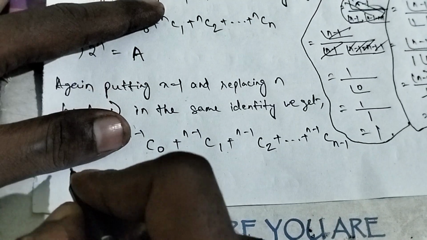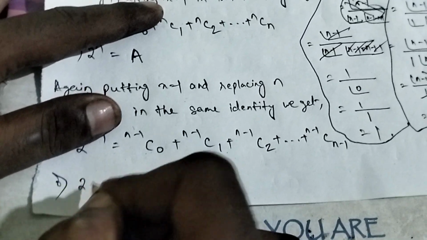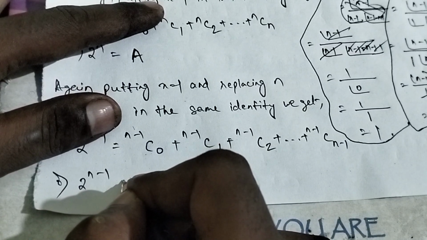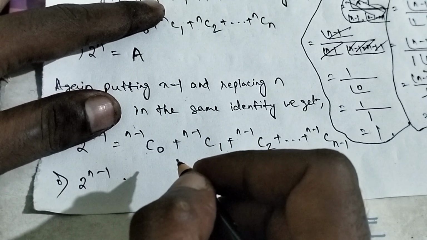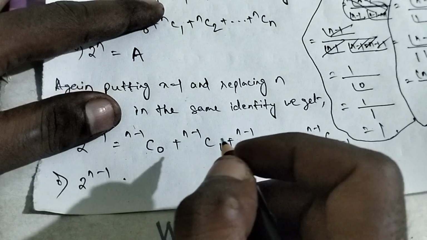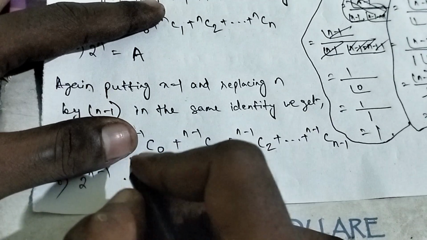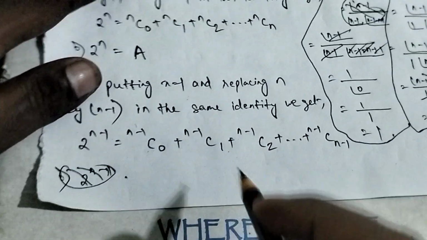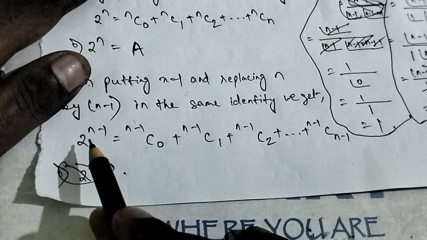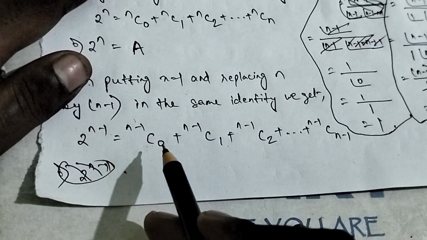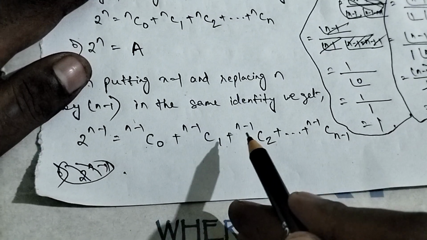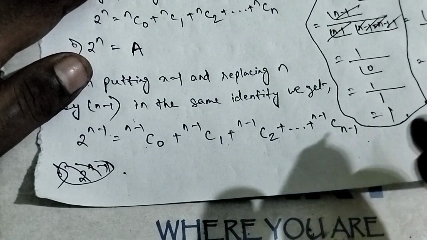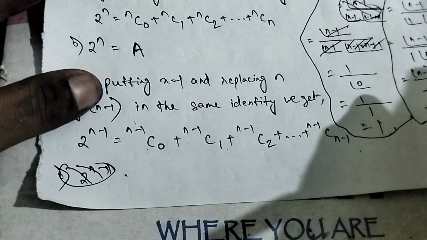So 2 to the power n minus 1. No need to write this one. So from here it is clear that 2 to the power n minus 1 is equal to n minus 1 C0, n minus 1 C1, n minus 1 C2 plus dot dot dot plus n minus 1 C n minus 1.